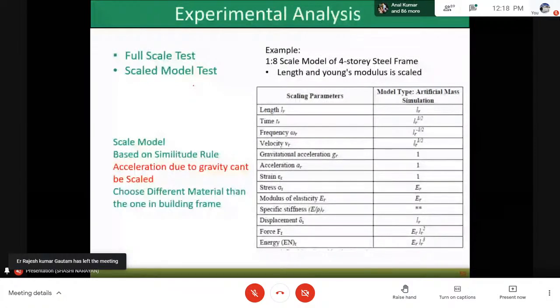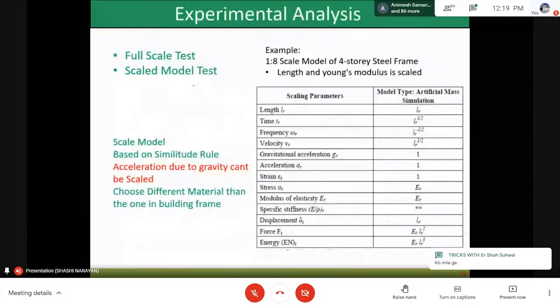Now, we have 7 fundamental quantities. Out of that, we are going to use only 3 in our similitude model. That is length, time, and mass. These are the 3 which are used in our similitude model. During our dimensional analysis, it is very important that acceleration due to gravity cannot be scaled. People do this in soil modeling.